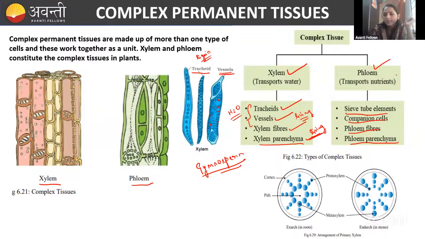Then coming to the phloem. Phloem is helpful in the transport of food and nutrients. It consists of sieve tube elements, companion cell, phloem fiber, and phloem parenchyma. And you can see the sieve tube elements.